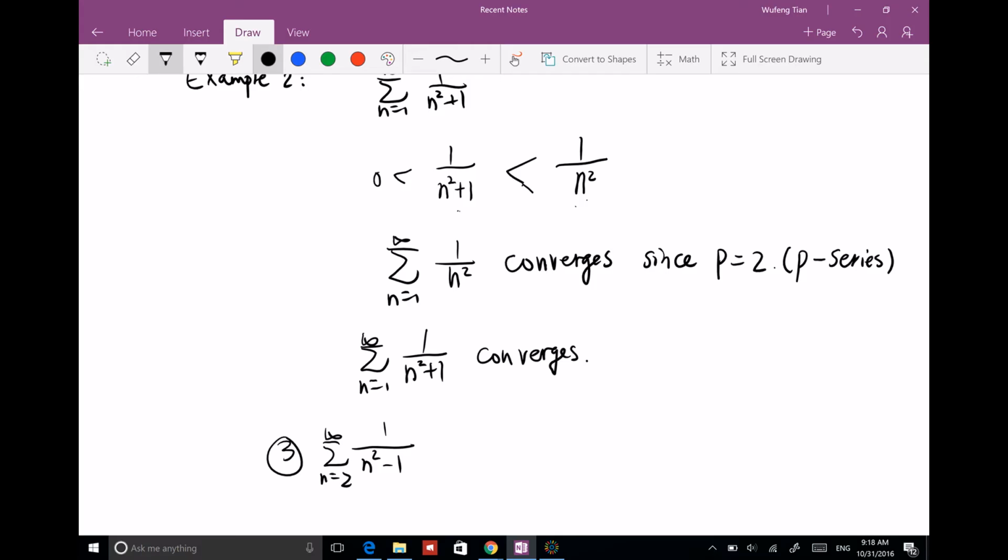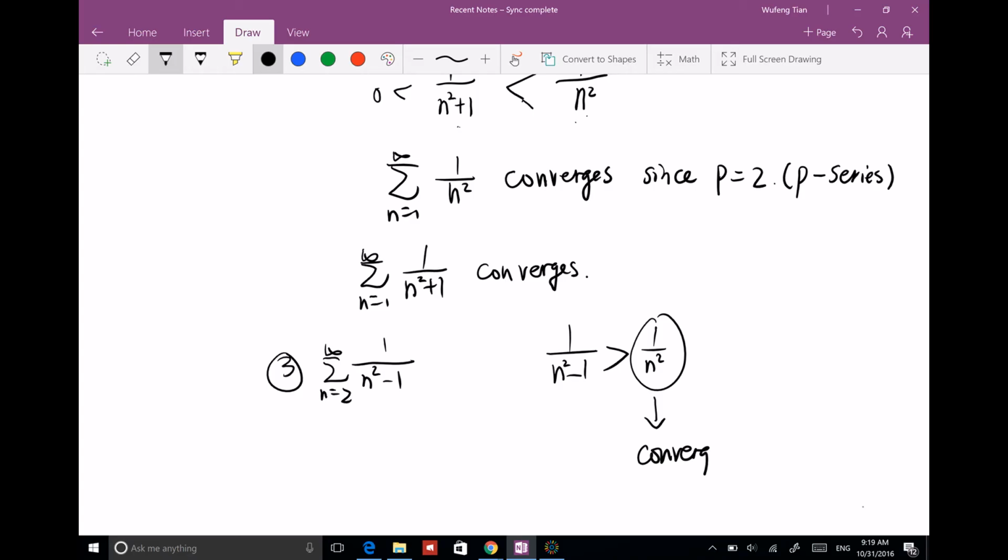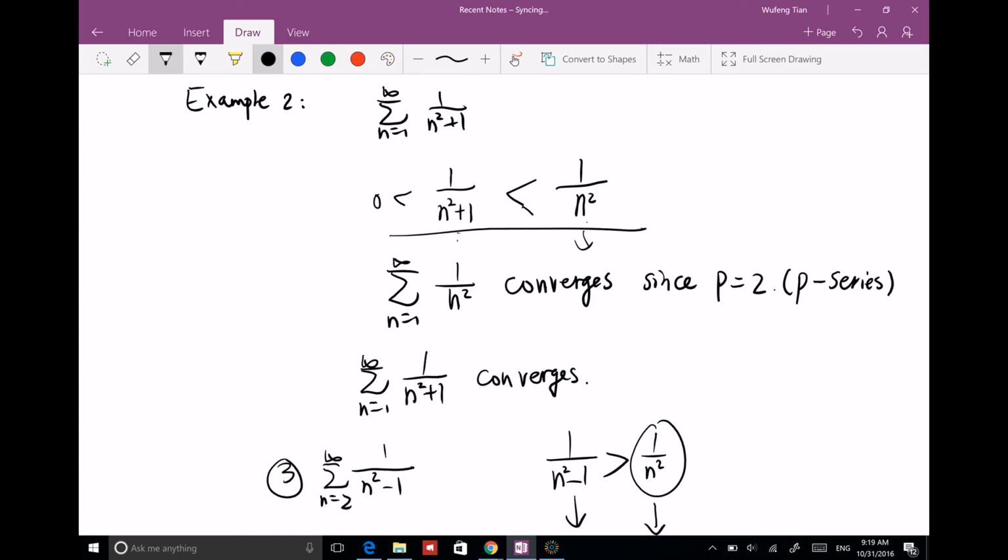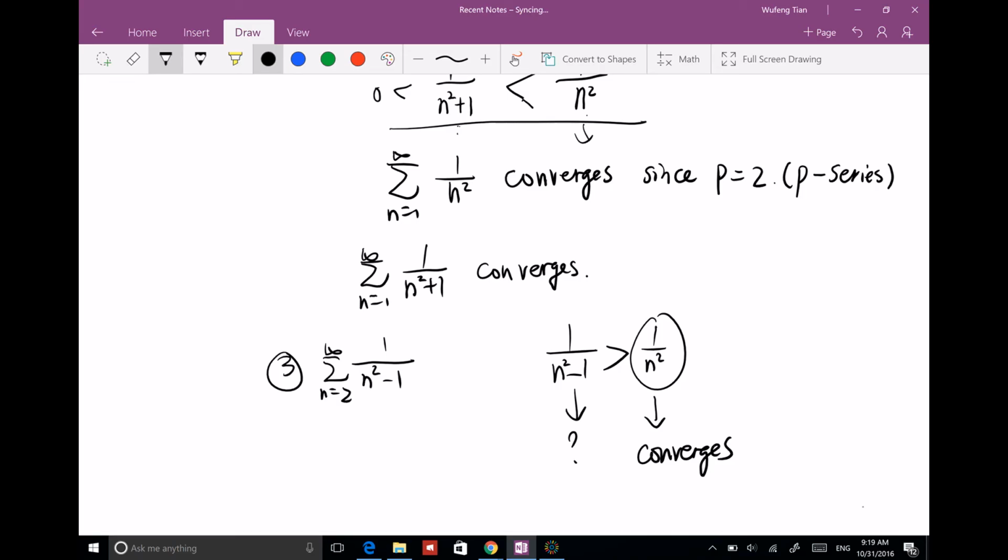So obviously I cannot use the same thing again, n squared plus 1 and 1 over n squared again. Sorry, it's minus 1, right? I cannot use this to compare. Because 1 over n squared minus 1 is bigger than 1 over n squared. Well, obviously 1 over n squared converges. Does this one converge? I don't know yet, because this is bigger than that. If it's smaller, like the previous question, the big one converges, so the smaller converges. Now the smaller one converges, the bigger one, I don't know. The big one probably will diverge because it's bigger than a convergent series, right?